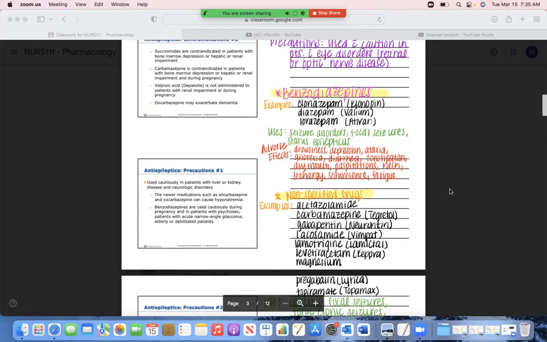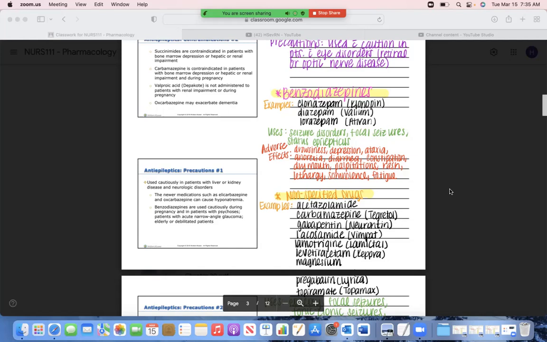You give the benzo first, you give the diazepam first, and then you follow it up with a longer acting anti-epileptic like phenytoin. Uses, we talked about, let's talk about adverse effects. Drowsiness, depression. Your client might just be really down because these are CNS depressants, right? Ataxia, anorexia, diarrhea, constipation, dry mouth, palpitations, rash, lethargy, somnolence, or fatigue.